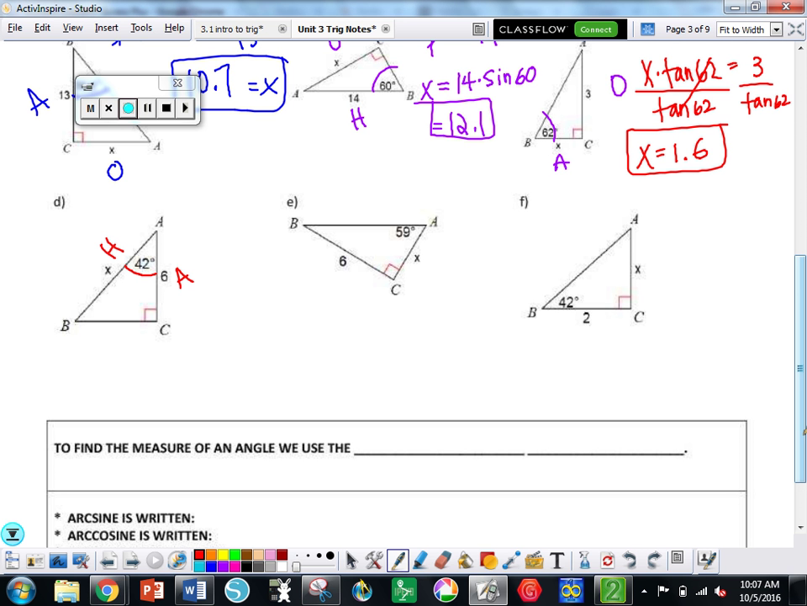Now, based on the 42 right here, your O and your A here. We don't care about the O, so we're not going to do this. We're going to decide based on the angle and where the sides are in relation to it. So from there, let's try this one. That's your angle.